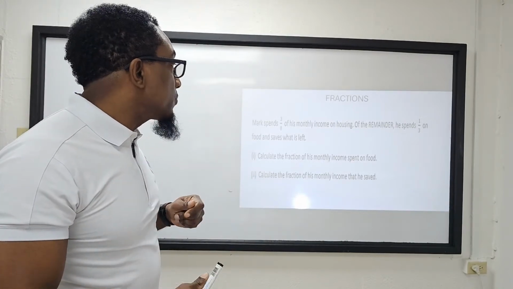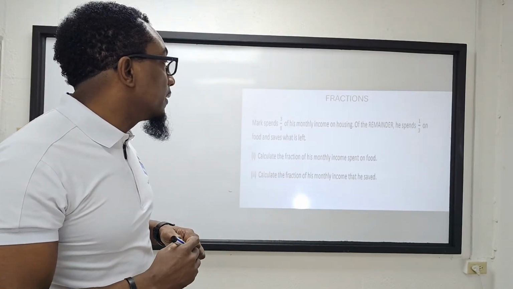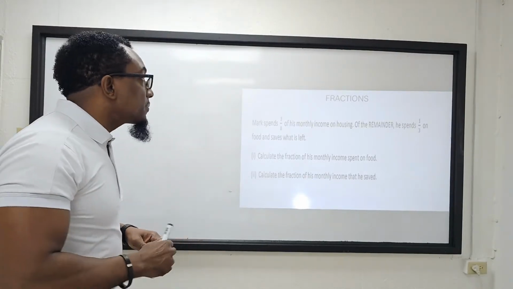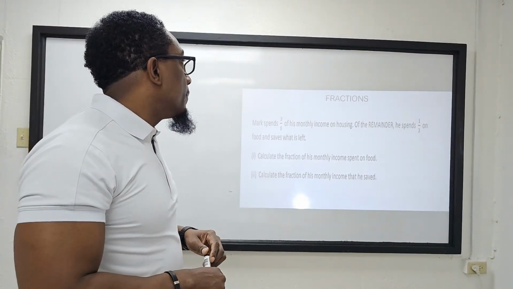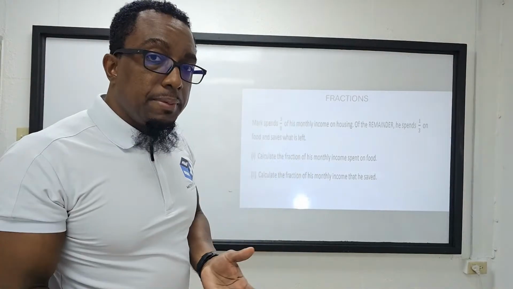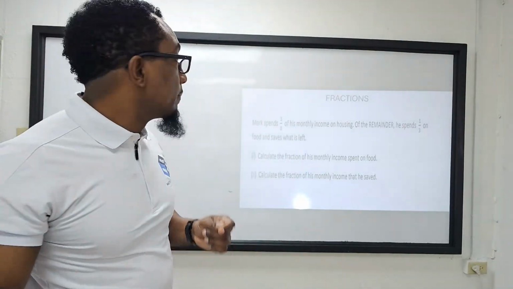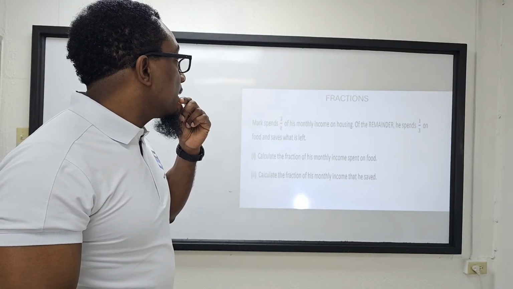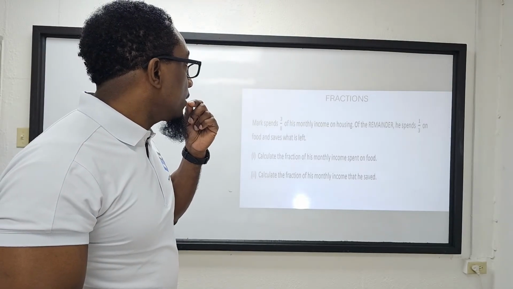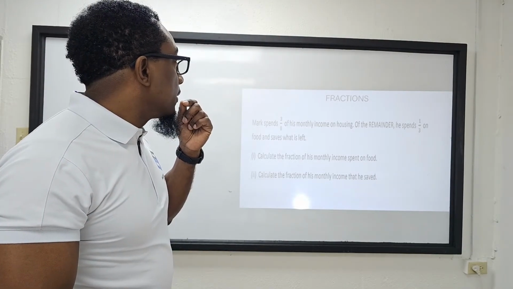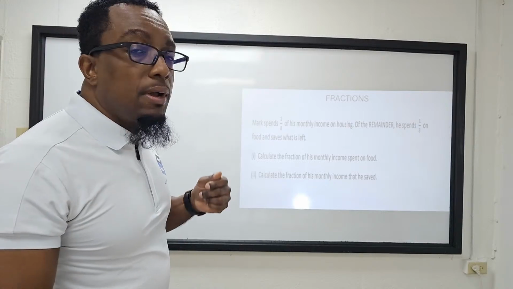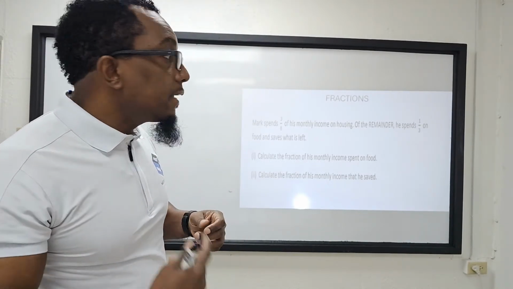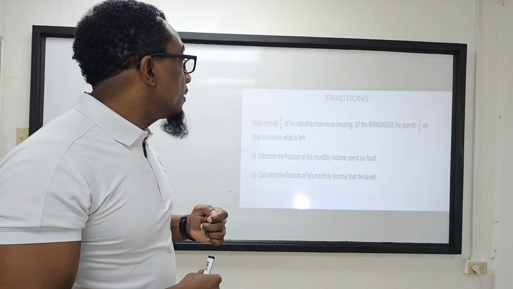So the first part of this question asks us to calculate the fraction of his monthly income spent on food. So let us consider Mark's monthly income to be a whole, which is 1. Now, 3/8 of his monthly income is spent on housing. Yeah? And the remainder is spent on food.